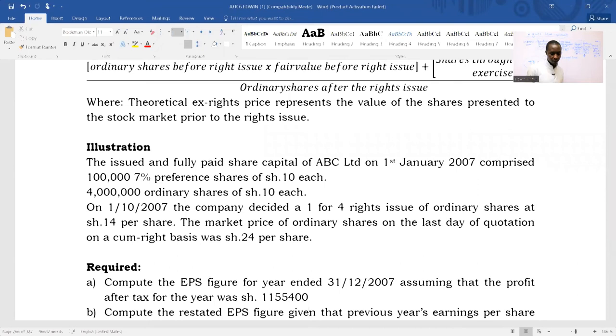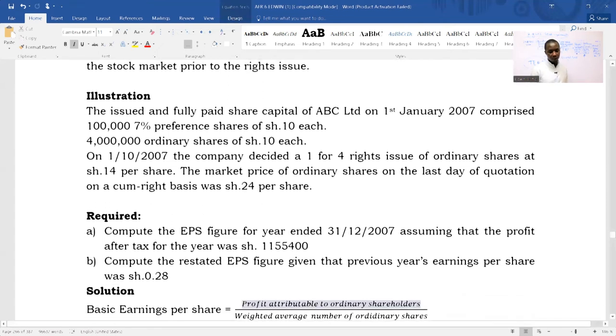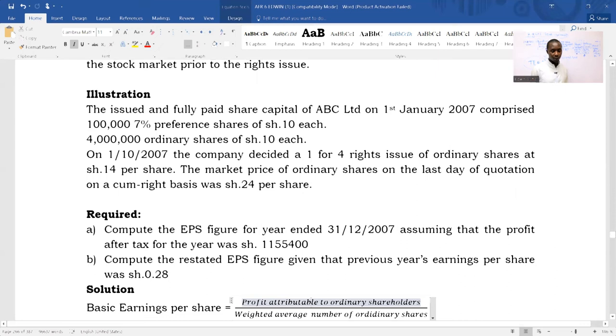So they said the issued and fully paid share capital of ABC Limited on 1st January 2007 comprised 100,000 7% preference shares of 10 each and 4 million ordinary shares of shillings 10 each. On 1st October 2007, the company decided on a 1-for-4 rights issue of ordinary shares at shillings 14 per share. The market price of ordinary shares on the last day of quotation on a cum-rights basis was 24 shillings per share.